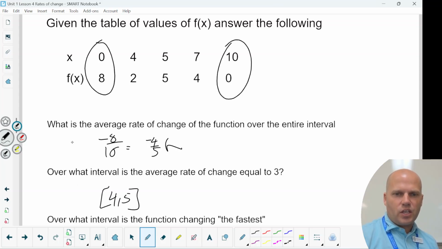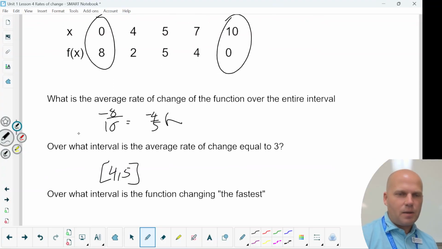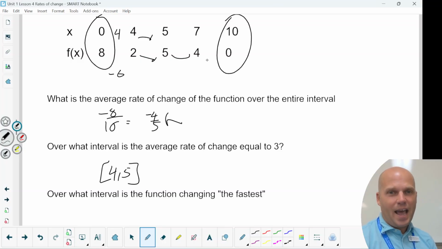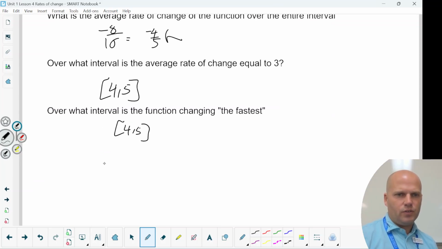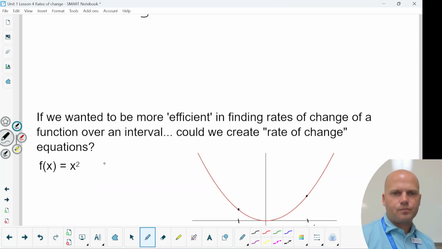Over what interval is the function changing the fastest? So I'm probably trying to figure out when the rates of change are the most. So this is down 6 over 4, that's like 1.5. This is up 3 over 1, that's 3. This is down 1 over 2, that's a half. This is down 4 over 3. So it would be from 4 to 5, is what I would say. Don't know if it's a good question, but just as an example.